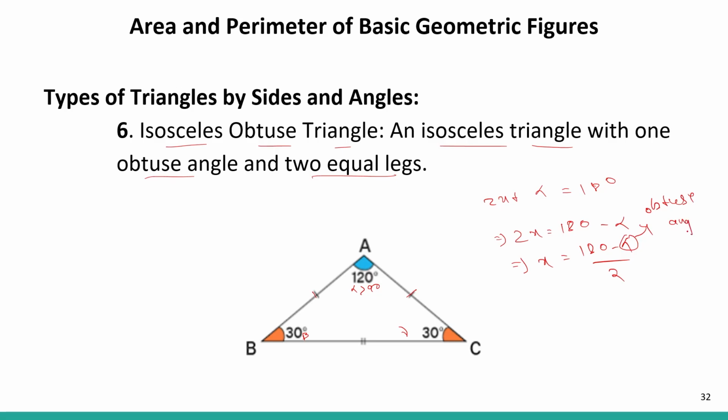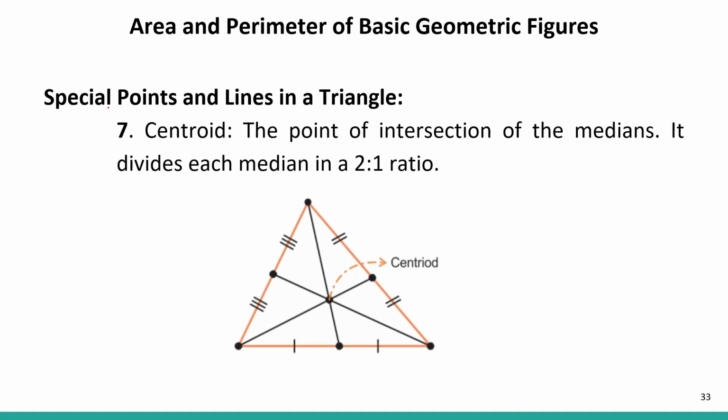So let's see the seventh point, that is the centroid. The point of intersection of the medians, it divides each median in a 2:1 ratio. So what is a median? These are all medians. The centroid is the point where all the medians intersect, as you can see right here.